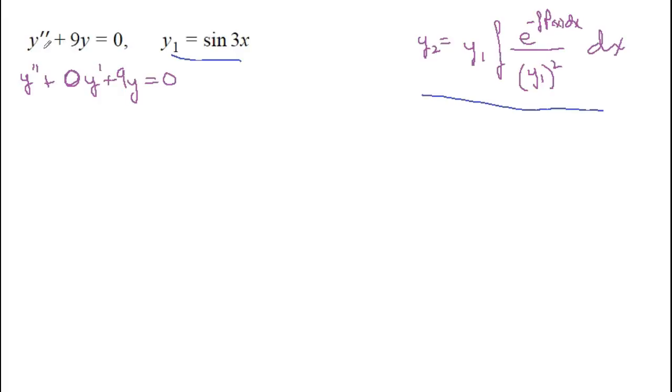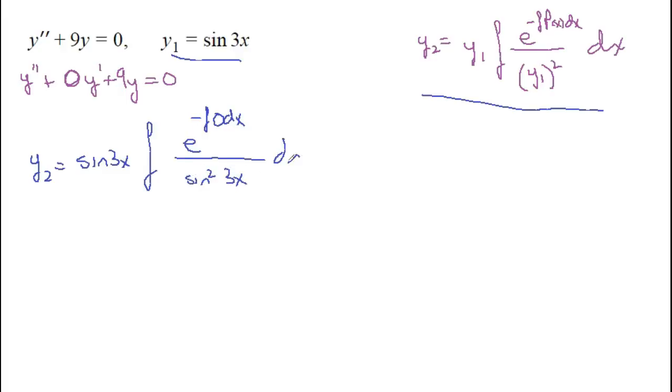In our original function, there is no y prime, which amounts to saying that the function in front of y prime is 0. So once I start to plug things into the formula, I know the second solution will equal my known solution, sine of 3x, integral e to the negative integral of p of x, or e to the negative integral of 0 dx, over the known solution squared. And now we just have to go through and take care of all these calculations.